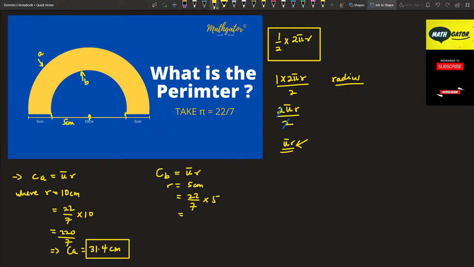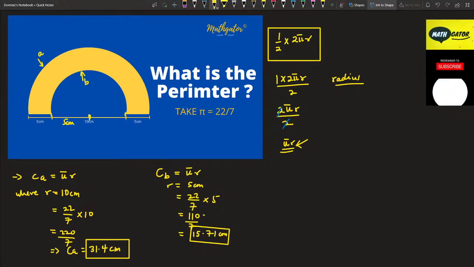Are you there? What will be the answer to 22 times 5? Okay, so 110. Thank you very much, Farah. Awesome. So we'll have that divided by 7. And then when we divide it by 7, what will be the final answer? Someone has answered 15.71. And then remember it's perimeter, so we'll have centimeters, not centimeter square. So we've actually found the answer to the second circumference.